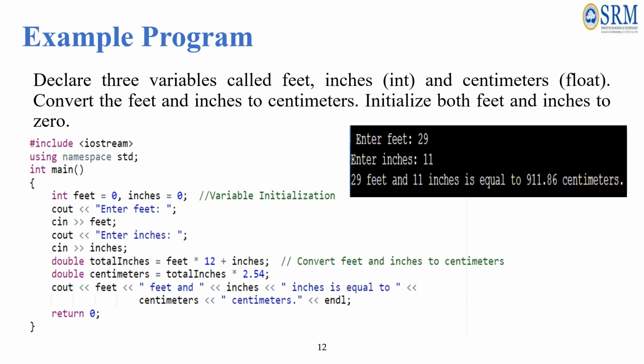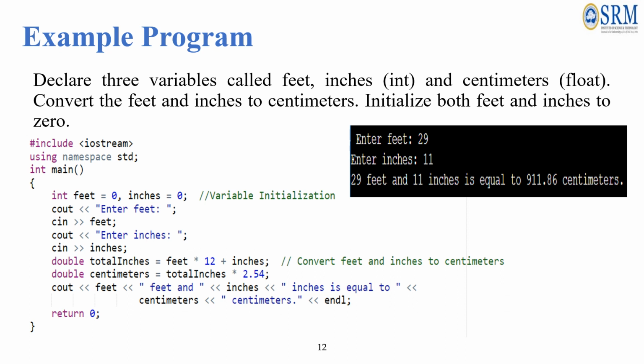Here is an example program that uses feet and inches and converts them into centimeters. There are three declarations: feet and inches, and similarly centimeter is declared as a double variable. Here feet and inches are initialized to 0, and using dynamic initialization the values for feet and inches are received from the user.